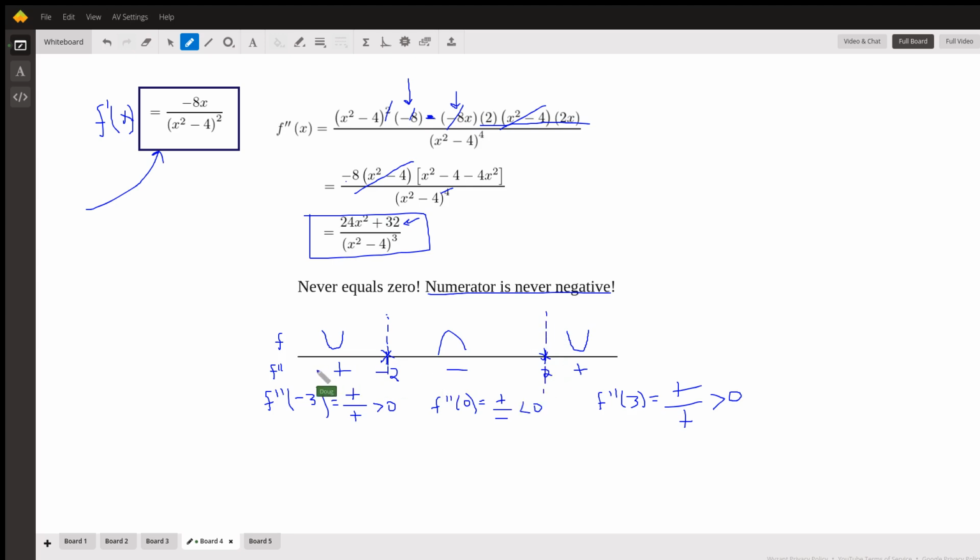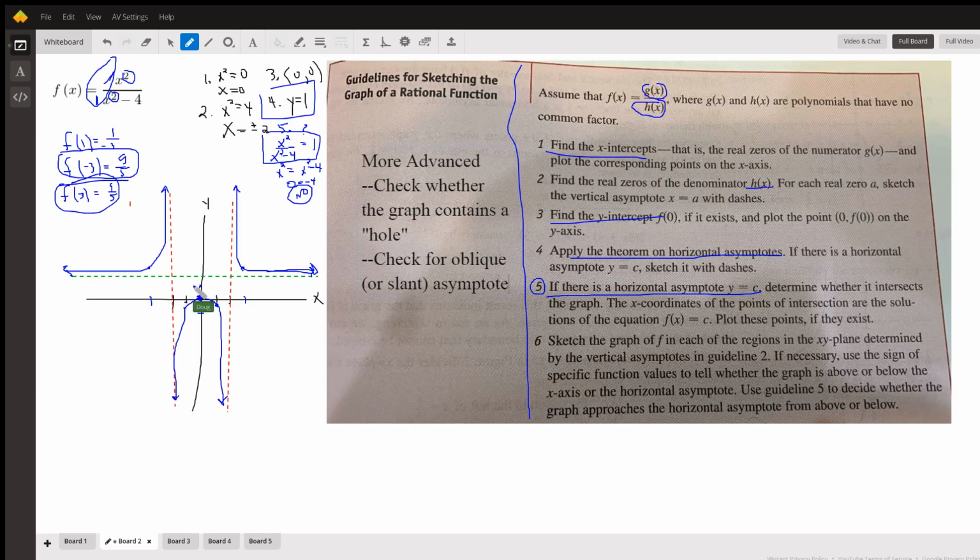Okay, so f double prime to the left of -2 is positive, so concave upward. Think smiley face for positive. Negative between -2 and 2, so concave downward, and to the right, concave up. Okay, and that matches our little sketch right here: concave up, concave down, concave up.